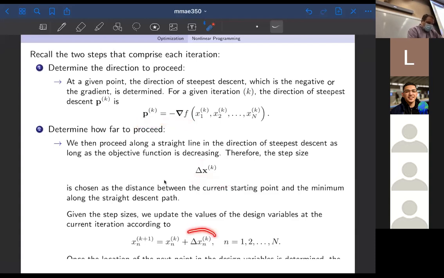Once you have your delta x for each iteration, just like Newton's method, you update your estimate, your approximation for the minimum. So you start off with your original approximation for the minimum. You get your step size delta x, and that gives you a new one.